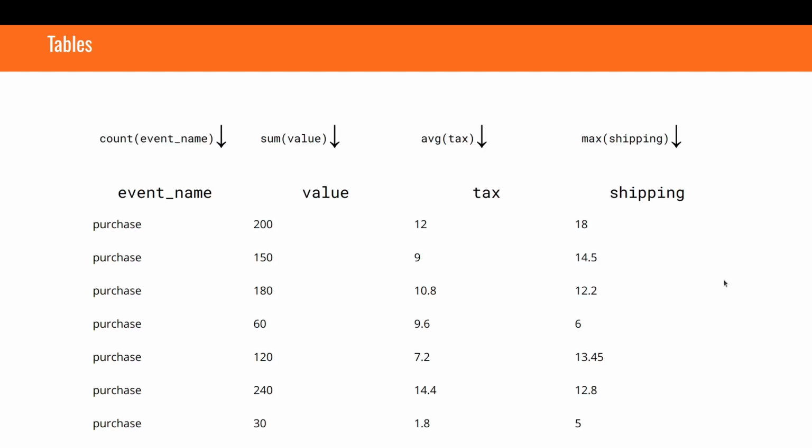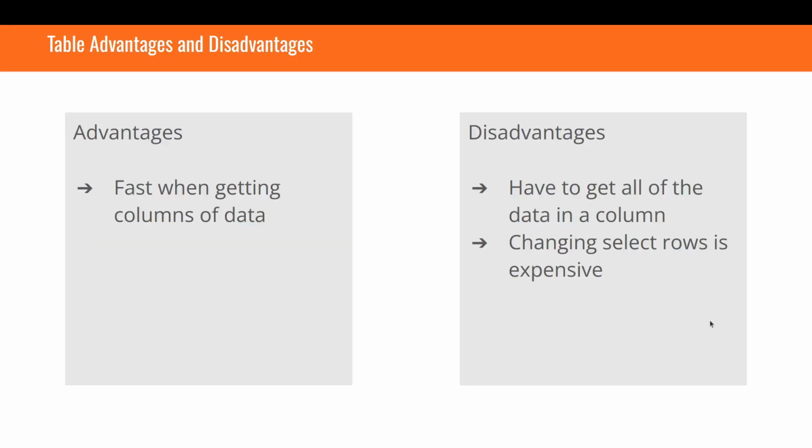And this is so that you can do things like this. Count the number of event names, or get the sum of the value of all purchases, get the average tax charged for purchases, or get the highest shipping value. So analytics warehouses are optimized for getting columns of data. What this means is it's really fast when getting columns of data. However, you have to get all of the data in a column. This can get expensive if you have a lot of data.